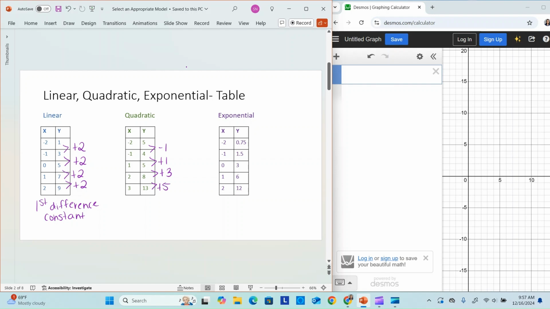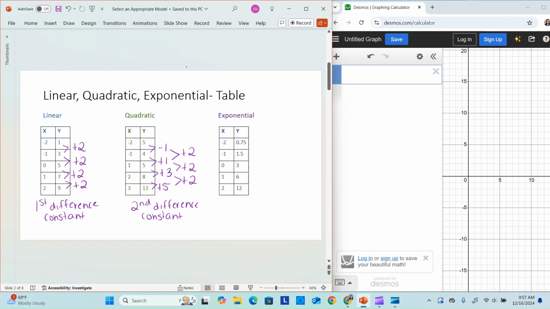So I don't have a constant first difference. But if I look at the second difference, which is the change in these values, I have plus 2 here, plus 2 here, and then plus 2 here. So the second difference, the change in the change, is going to be constant when you have a quadratic function.